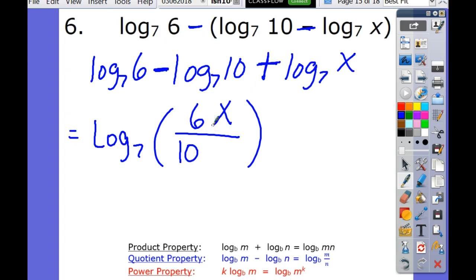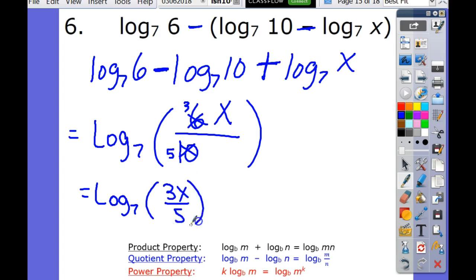You always reduce numbers if you can. What does 6 over 10 reduce to? This divides by 2, and this divides by 2, so the final answer is 3x over 5. You always multiply out numbers or reduce numbers as much as possible.